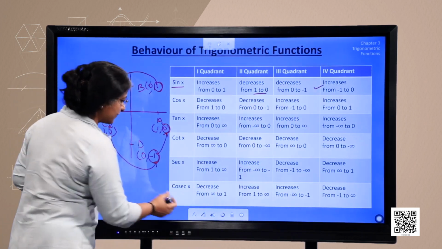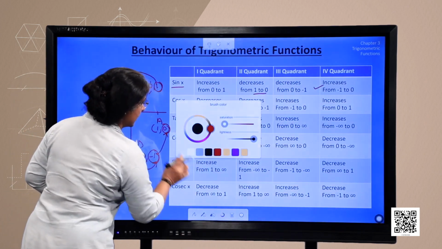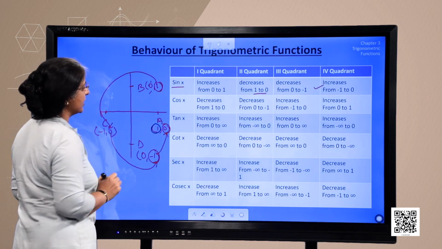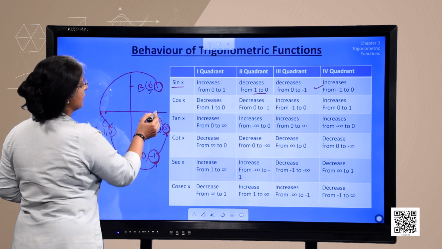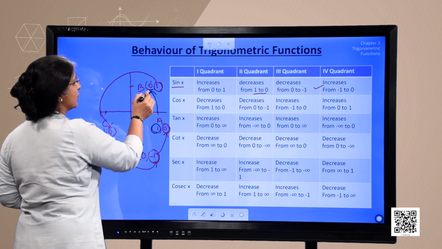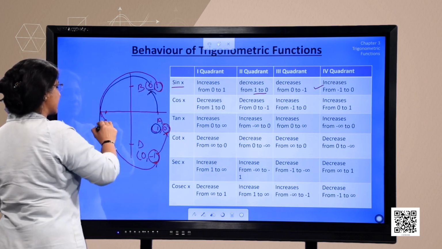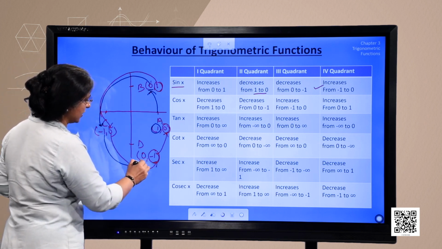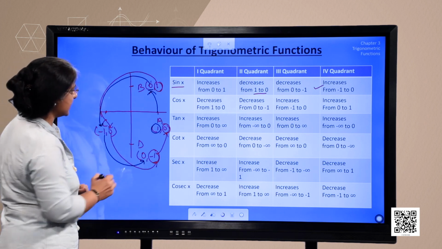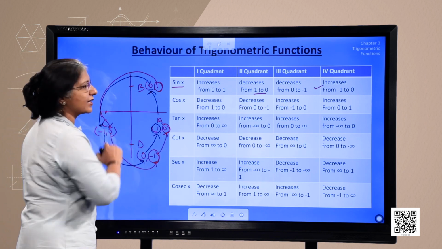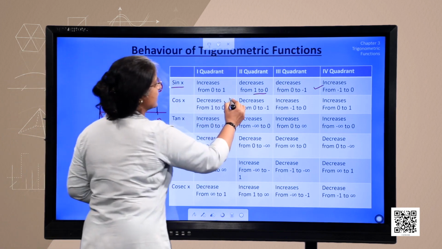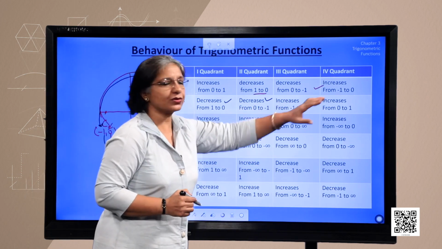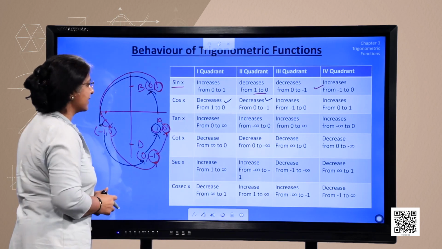Now, see, for the cos function, if we take the cos value represented by the first coordinate, in the first quadrant cos goes from 1 to 0, and from 0 to minus 1 in the second quadrant it is further decreasing. From minus 1 to 0 in the third quadrant, it is increasing, and from 0 to 1 in the fourth quadrant, it is again increasing. So, in the first and second quadrants, it is continuously decreasing. In the third and fourth quadrants, the value of cos is increasing.